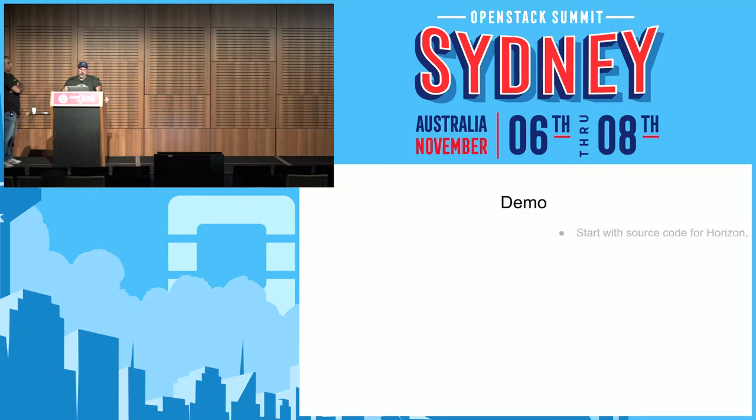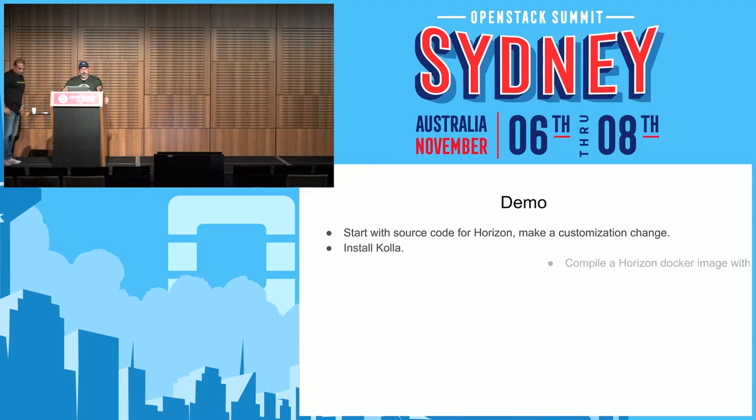So I'm going to do a demo, and it is pre-recorded. I recorded it yesterday because it does take about 30 minutes to run through, and we don't have 30 minutes. So I'm going to start with the source code for Horizon, and I'm going to make a small customization change. I'm going to install Kolla, and then I'm going to compile the Horizon Docker image with the Kolla build tools. I'm going to store it locally. If you refer back to Vikram's diagram, I'm not going to push it out to a registry or anything. This is going to be a very simple all-in-one. Typically, you would push to a registry if you were doing anything with multi-node, so you need to access those containers across a different network segment, or if you're working with multiple developers and you want to share those images with them.